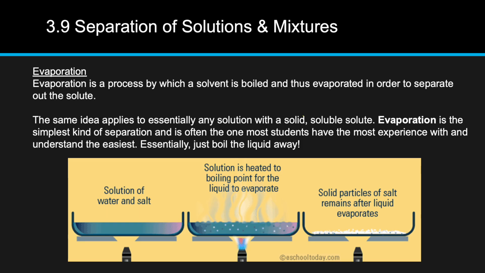Evaporation is one of the simplest ways to separate a solid dissolved in a liquid. In this process, the solution is heated until the liquid boils away, which leaves the solid solute behind. For example, if we heat a solution of water and salt, eventually that water is going to evaporate and all we're going to be left with is the solid particles of salt. So essentially it's just boiling off the liquid to isolate the solid.